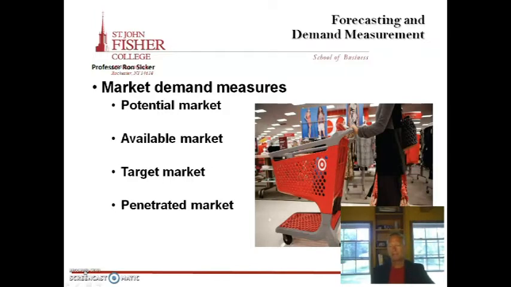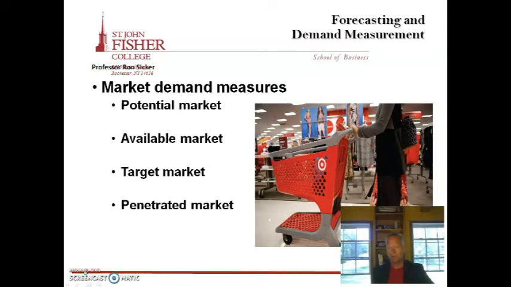So market demand measures is your potential market. How many people potentially could use the product? How many people could potentially use the service? And then of that, what is the availability of them? How is it already penetrated? Is it growing? Is it not growing?